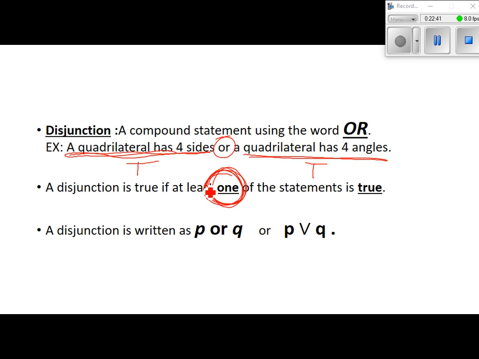You guys probably use disjunctions on your parents all the time. What do you need money for? Oh, we're either going to go out to eat or we're going to, and then you tell them something else. And then when they come home, they say, you lied to me. No, I didn't lie to you. We did do this other thing. And they said, no, you told me you were going out to eat. No, I said, or. So that means both of them don't have to be true. Only one of them has to be true.